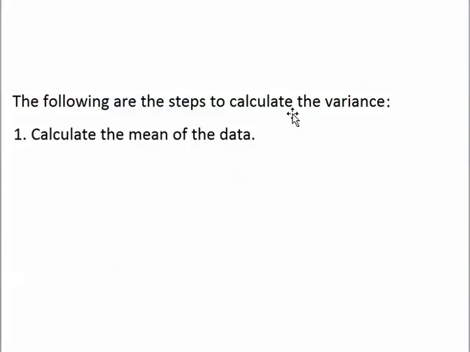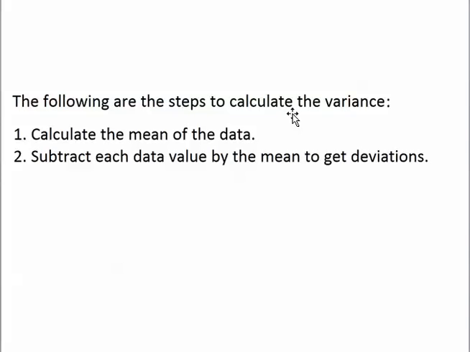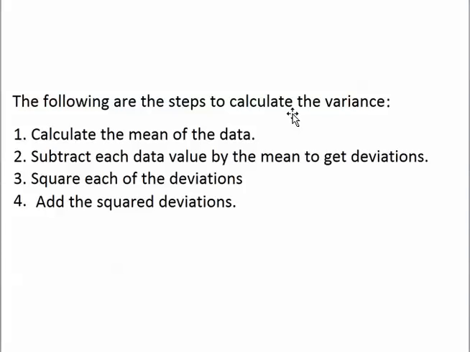Calculate the mean of the data. You subtract each data value by the mean to get the deviations. You square each of the deviations, so you multiply each deviation by itself. So the first two steps are the same steps that you would follow for the MAD, but step 3 is where it changes, because instead of finding the absolute value of each deviation, we're squaring each deviation.